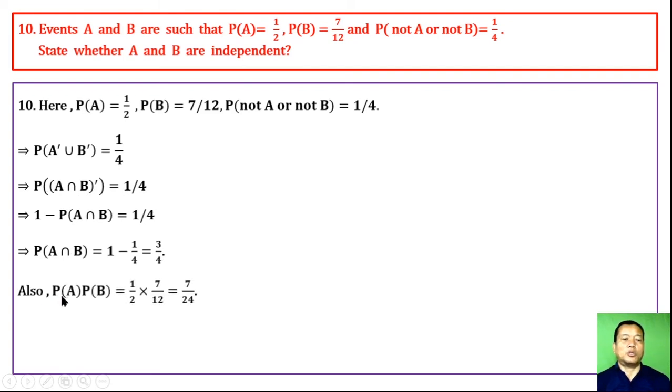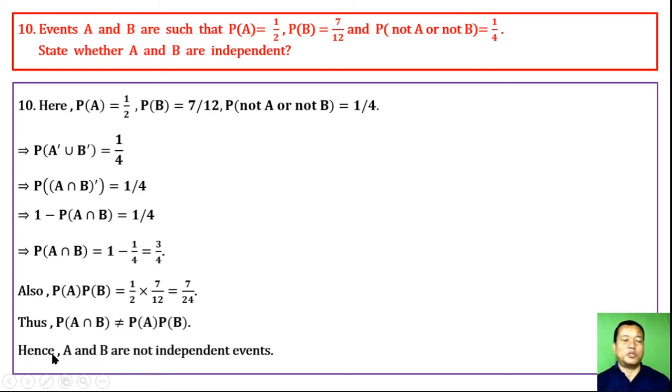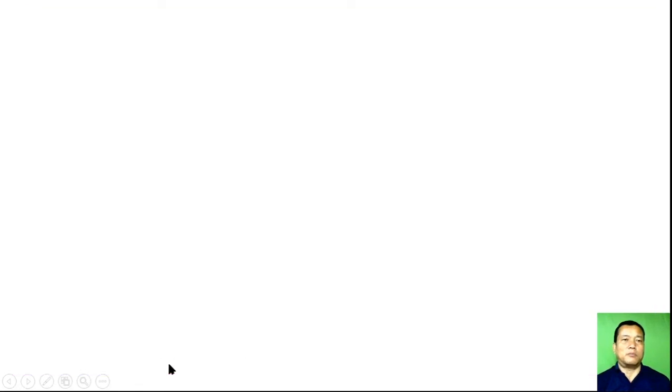Also, the product of P(A) and P(B) is 1 by 2 times 7 by 12, which is 7 by 24. These two values are not equal. Thus, P(A intersection B) does not equal the product of P(A) and P(B). This shows that A and B are not independent events.